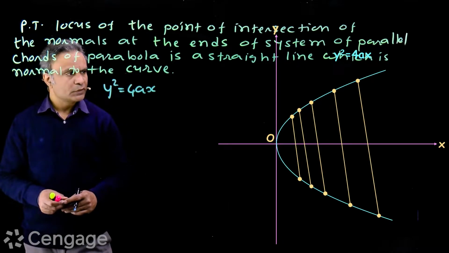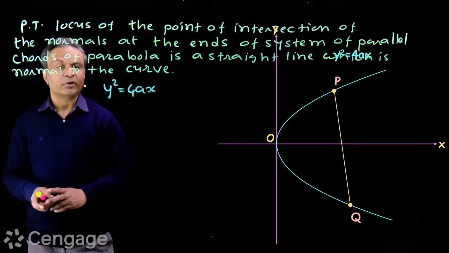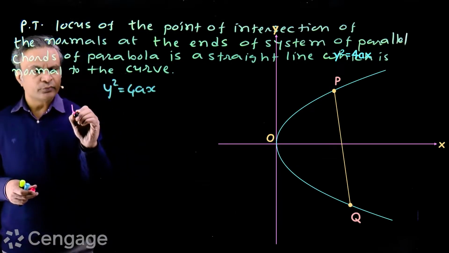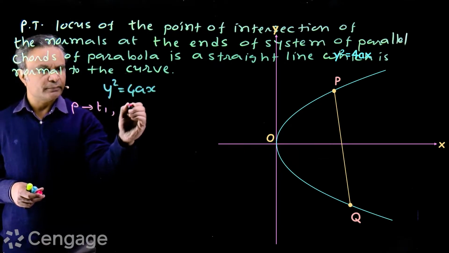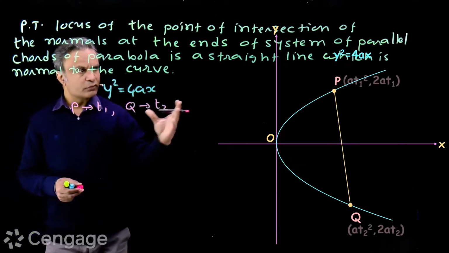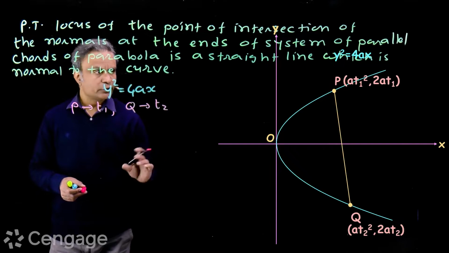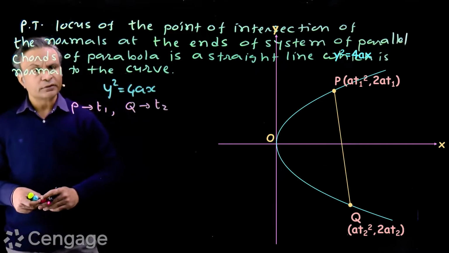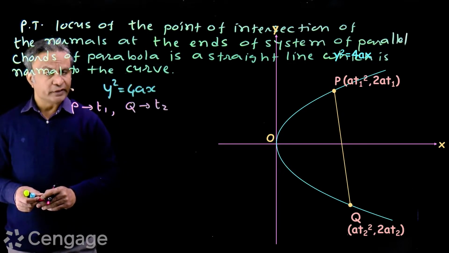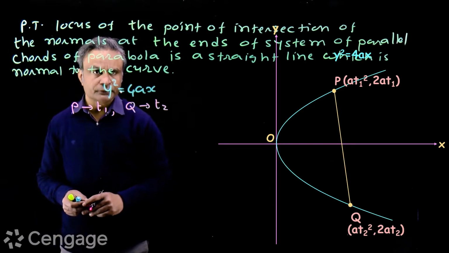Okay. Now consider one such chord which intersects the parabola at points P and Q. Suppose the parameter of point P is t1 and the parameter of point Q is t2. We have coordinates of points P and Q. P has coordinates (a t1 square, 2a t1). Q has coordinates (a t2 square, 2a t2). Here t1 and t2 are variables, but the slope of the chord is constant, fixed.